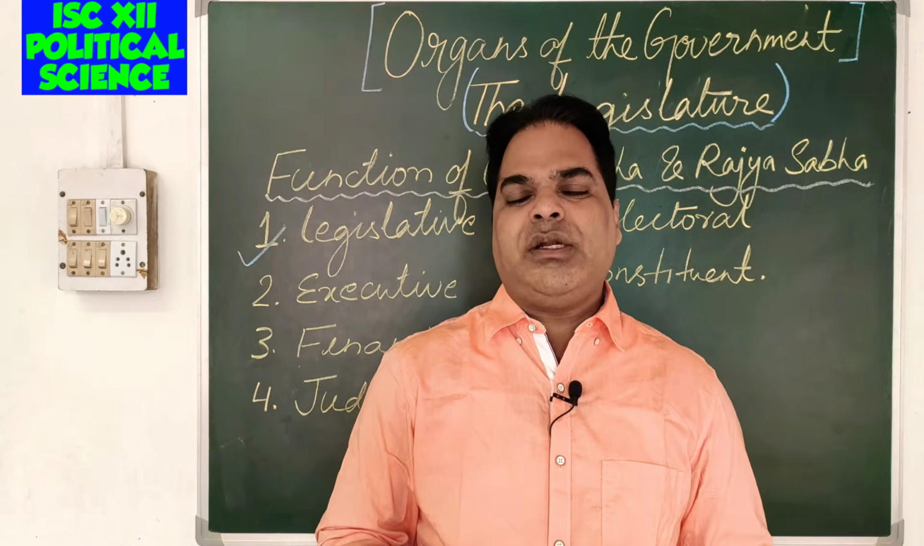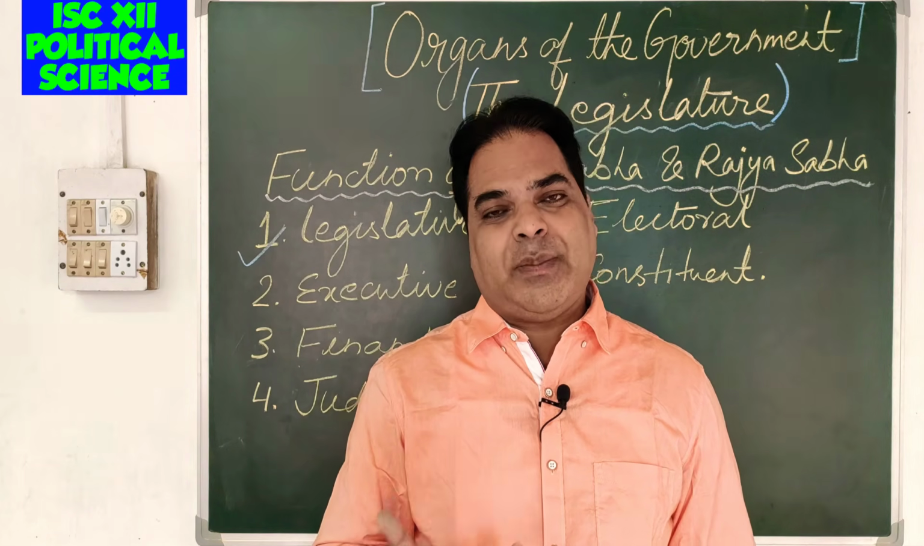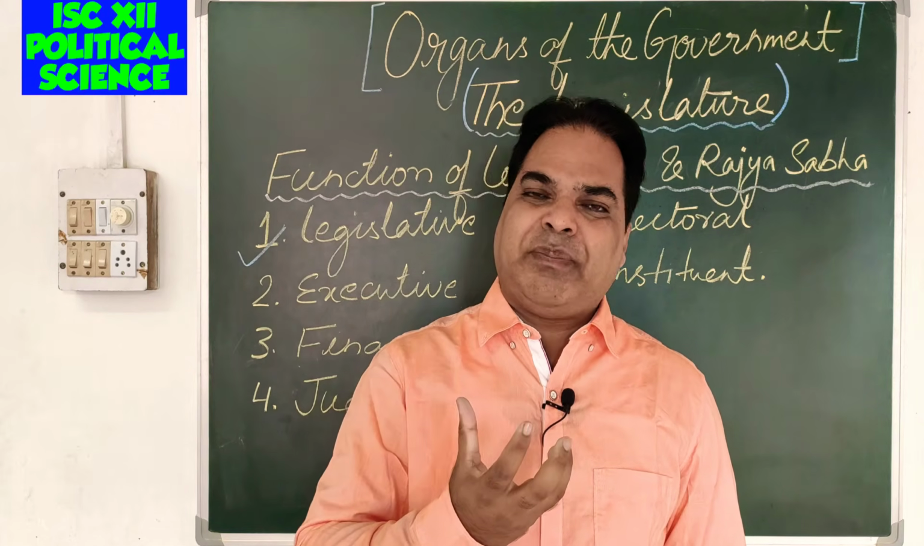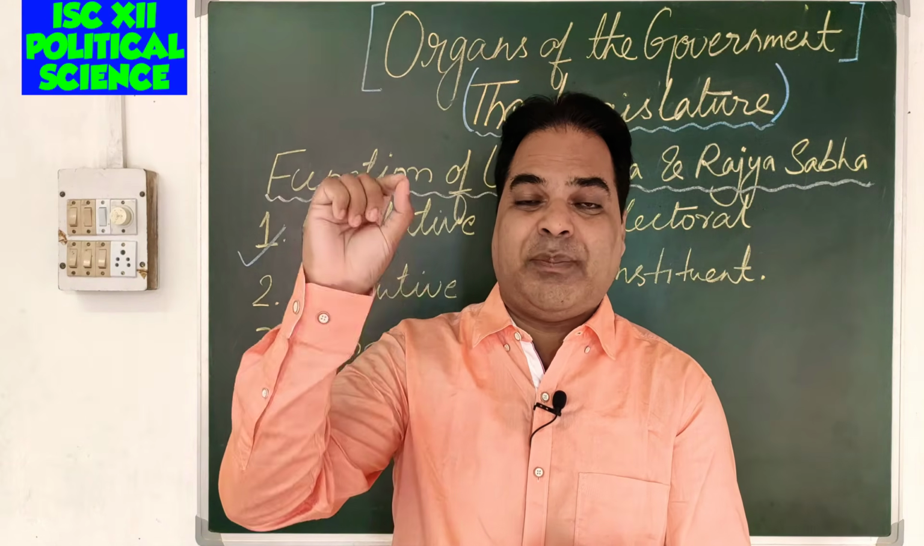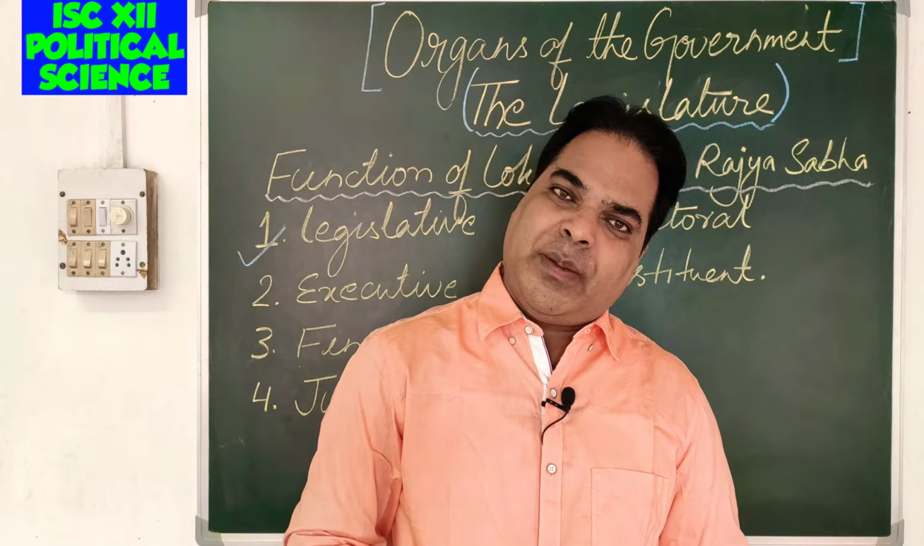So it is not very difficult to understand the legislative powers of the Lok Sabha and Rajya Sabha. In simple words, bills can be introduced in either house. Once it has been passed by both the houses, it is sent to the president. Once the president assents to the bill, signs the bill, it becomes an act. This is the legislative power of the Lok Sabha and Rajya Sabha.